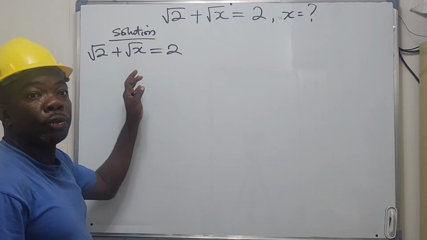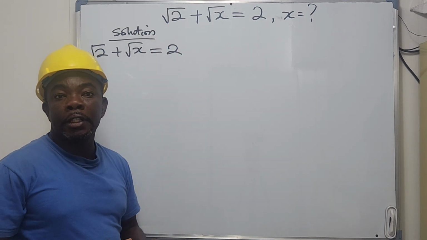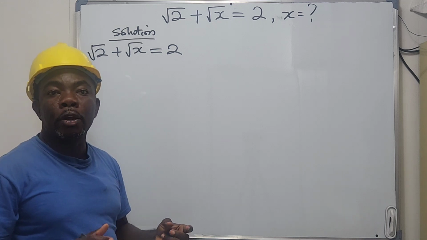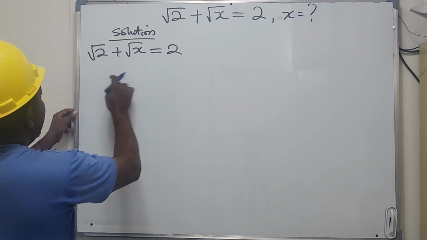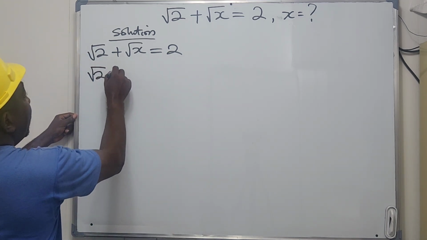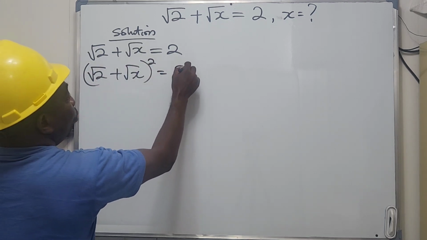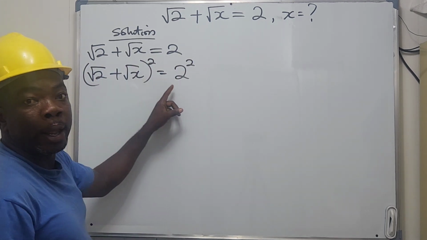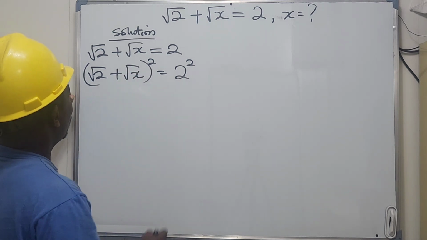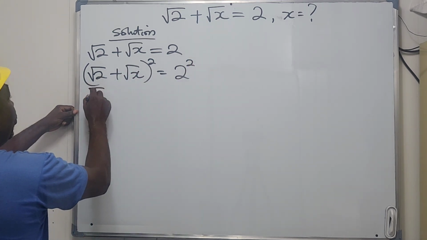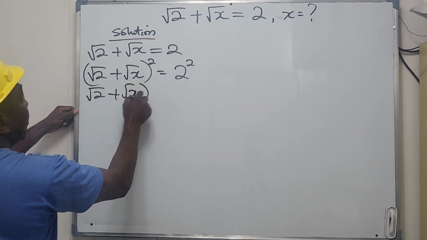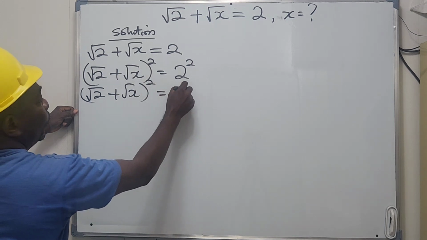So what we are going to do, for us to solve this radical equation, is square both sides. So this will become root 2 plus root x all to the power of 2 equals 2 to the power of 2. We just square both sides. So this will give us root 2 plus root x all to the power of 2 equals 4.